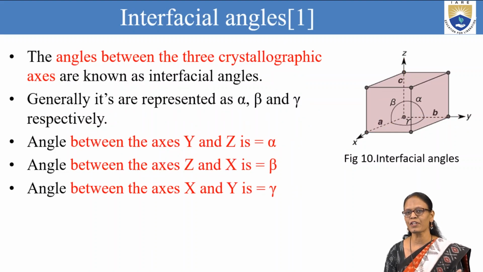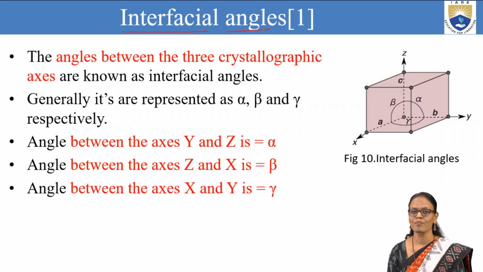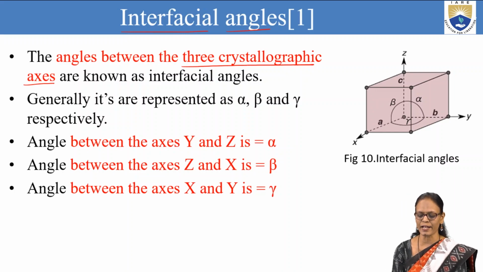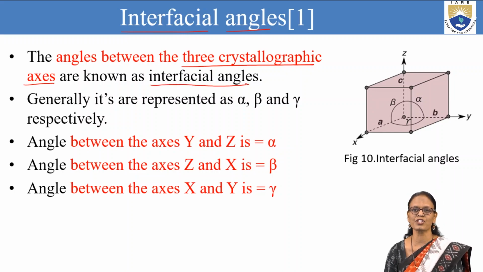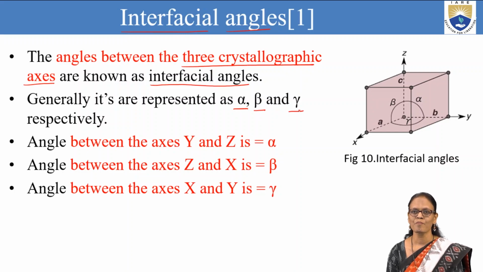Now coming to interfacial angles. What are interfacial angles? The angles between the three crystallographic axes. We have seen the crystallographic axes x, y and z, and the angles between these three axes we call interfacial angles. These angles are represented by alpha, beta and gamma. So how are we going to represent them? There is a particular convention we use to denote these interfacial angles.